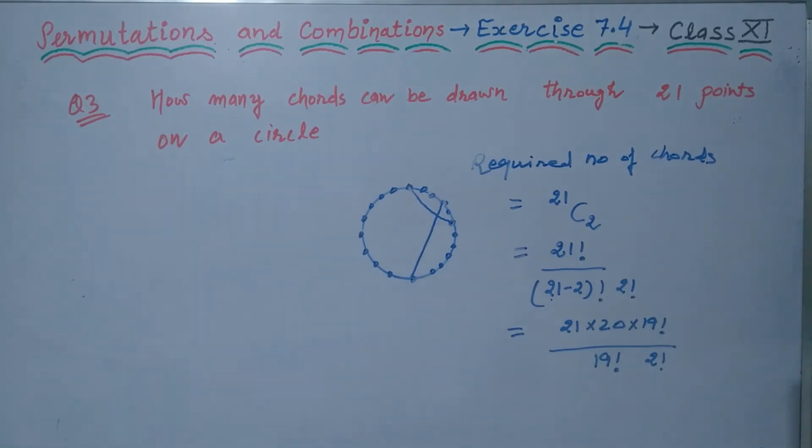So what? Now 19 factorial is cancelled. So we have now is equal to 2 ones are 2, 2 tens are 20. So 210 ways. So these 210 chords we can draw.